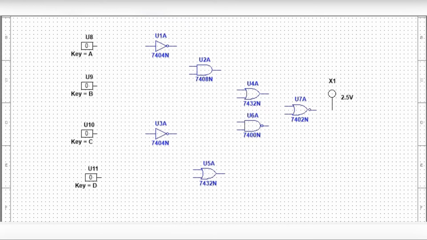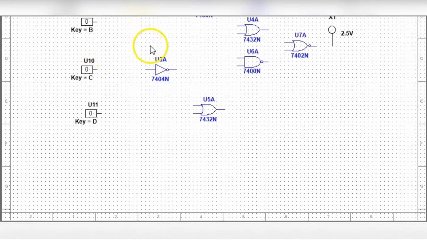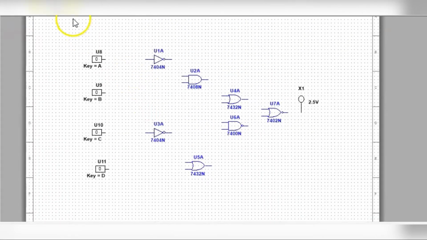Now we move to the experiment part B, which is combinational logic gate circuit analysis. First thing is to prepare the equipment in this Multisim. We use the interactive digital constant, 7404N, which is 2 pair, 7408N, 7432N, 7400N, and 7402N, and lastly the blue probe.